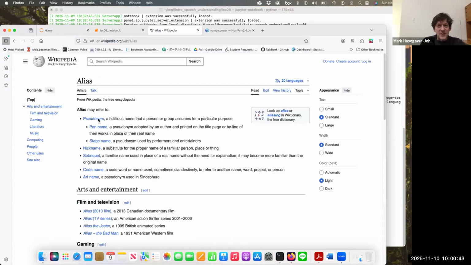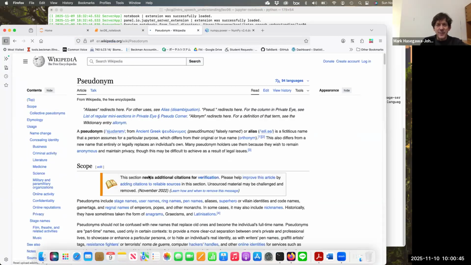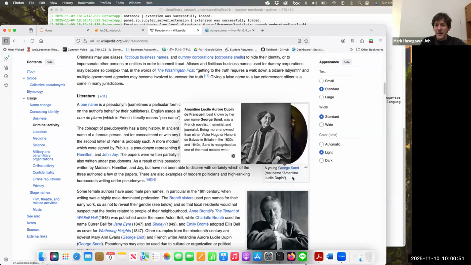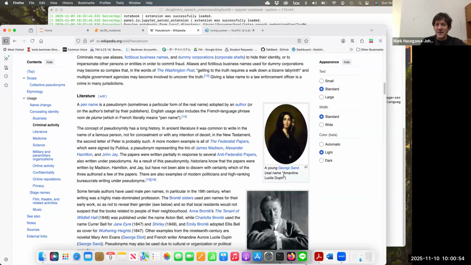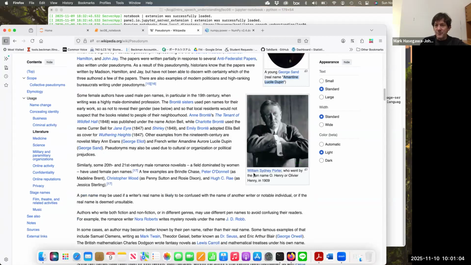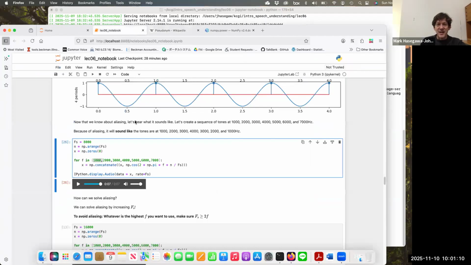Alias may refer to a TV series or a pseudonym. Oh, we don't have any good... Oh, here's George Sand, which was the author name for a woman named Amantine Dupin. So alias is a fake name. Her real name was Amantine, and yet she published under the name George. Similarly, William published under the name O. Henry. Right? People come up with fake names for themselves.